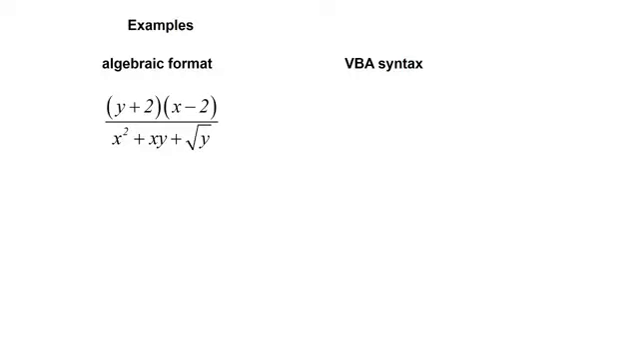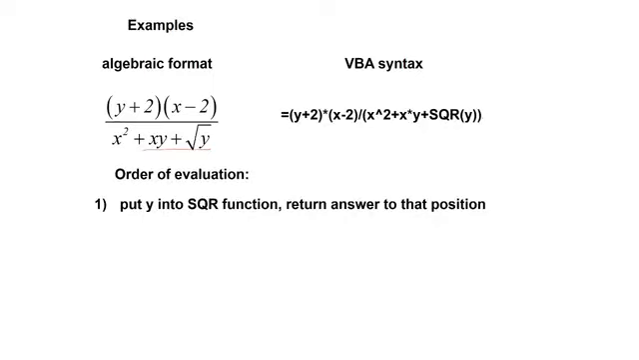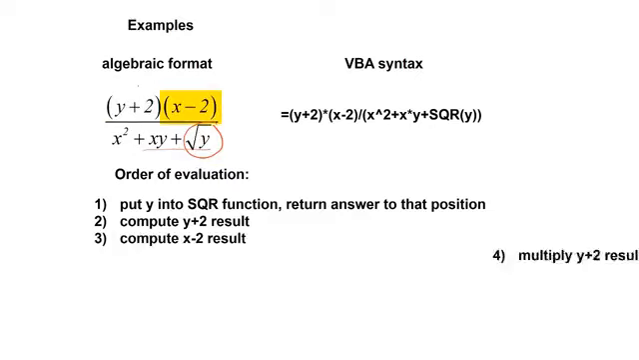If we had y plus 2 quantity times x minus 2 over this denominator, the way you do that in VBA would be you would write it like this. And the way that VBA interprets it is it always does functions first. So it calculates the square root, returns an answer to that position. It then starts with parentheses, order of operations. So it computes the y plus 2 result. Then it computes the x minus 2 result.